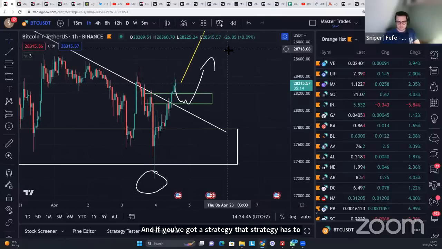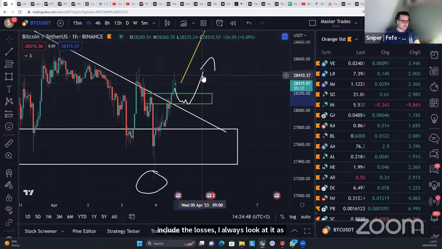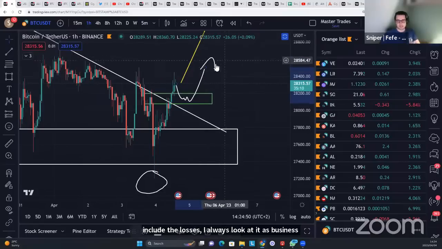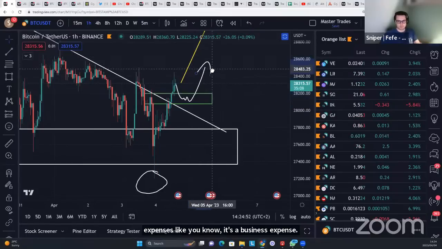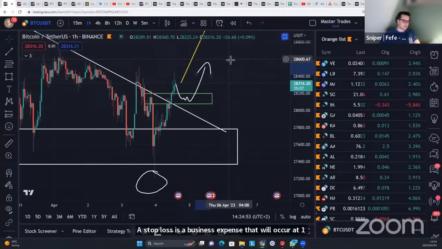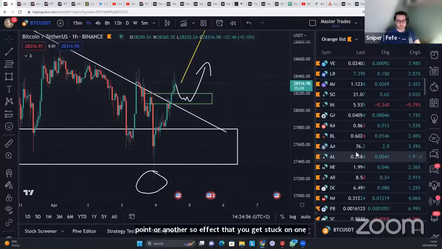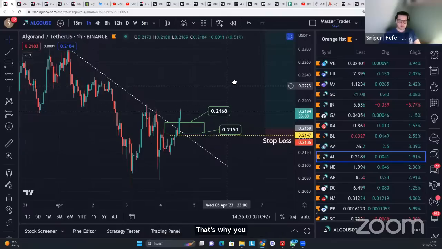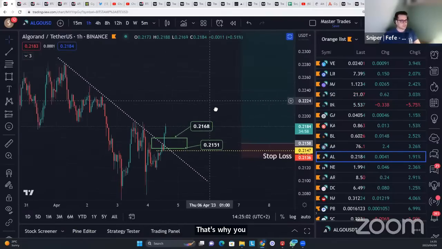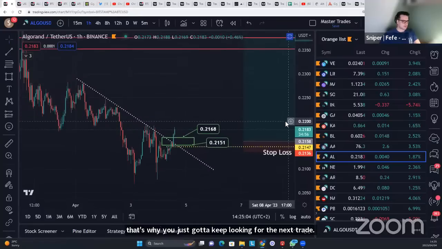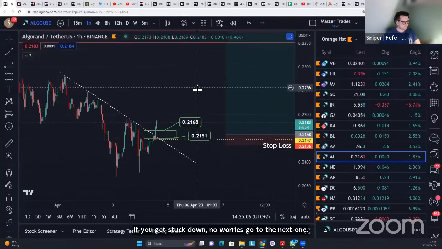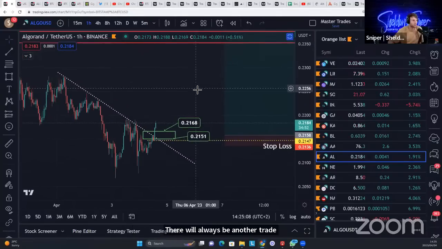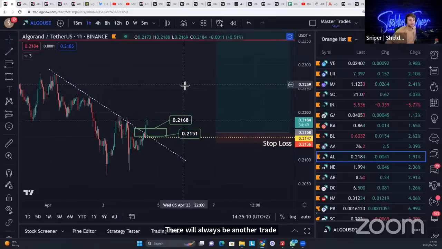I always look at it as business expenses. A stop loss is a business expense that will occur at one point or another. So the fact that you get stopped on one trade should not discourage you at all. That's why you got to do proper risk management. And that's why you just got to keep grinding, looking for the next trade. If you get stopped out, no worries. Go to the next one. There will always be another trade. Exactly. And when that win comes, it's worth every single stoppage. I promise you. It's just about being consistent.